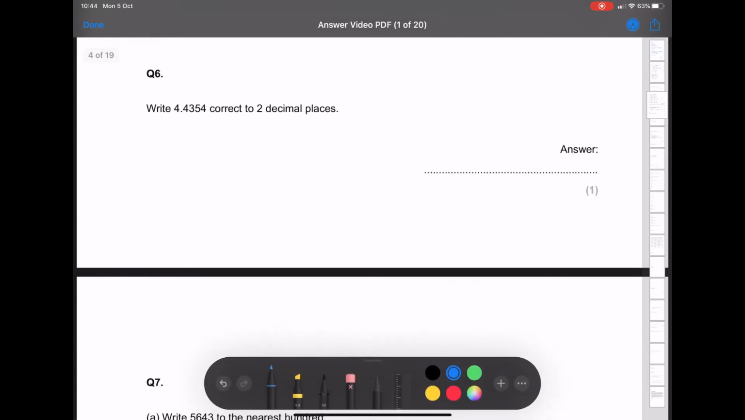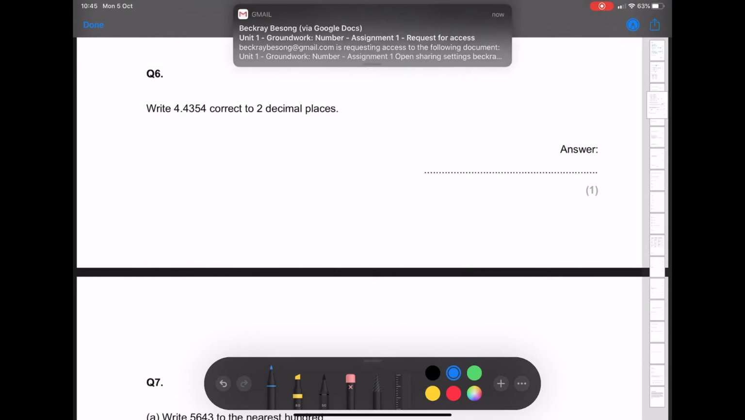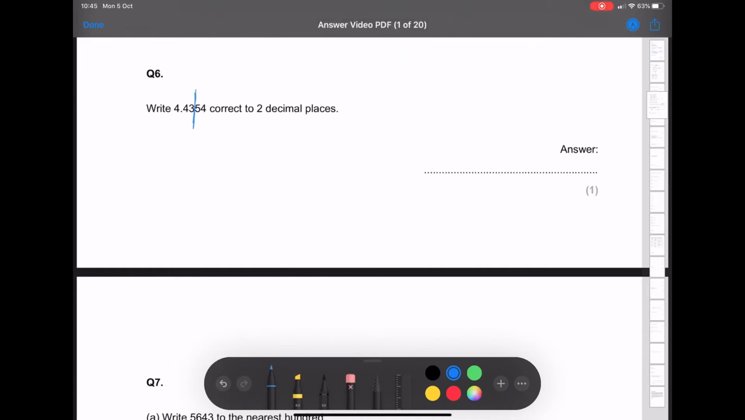Okay, question 6. Write down 4.4354 correct to 2 decimal places. 2 decimal places means 2 places after the decimal point. So that means we need to stop our number there. But we also need to look at this number to decide whether we say it's 4.43 or 4.44. Because this is a 5 or above, it means we need to round this number. So our answer would actually be 4.44 to 2 decimal places. Okay? Please watch the video again on decimal places if you're not entirely sure how to do that.